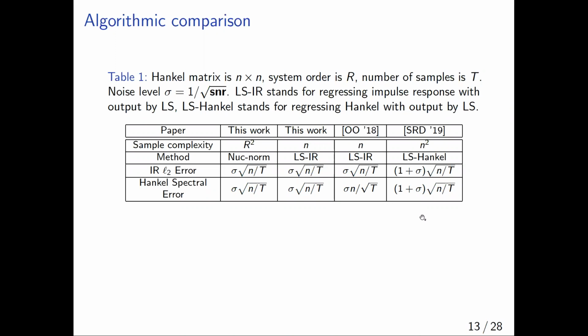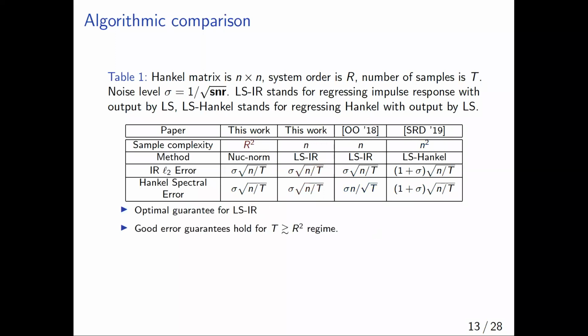Now, the other paper, the last column, Sarkar, Rakhlin, and Dahleh, does have a result for Hankel spectral error. But the only thing that they miss is that they have a 1 plus sigma factor in front. So even if the noise is 0, you still have a spectral error. The spectral error does not go to 0, whereas in our result, it does. But maybe more importantly, the bigger contribution here is the first column. This is for regularized optimization. We are regularizing with nuclear norm. We proved that the sample complexity is R squared, and this is in contrast to all of the least squares problems, where you have to push up T to be of equal size to the Hankel matrix, so n or even n squared. The nuclear norm regularized will have R squared. It will have the impulse response error that.